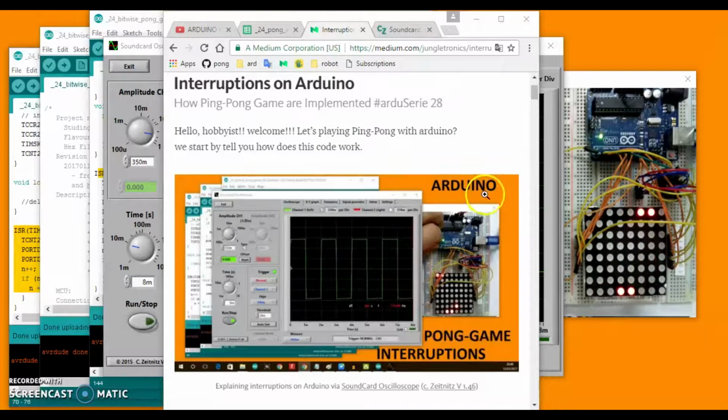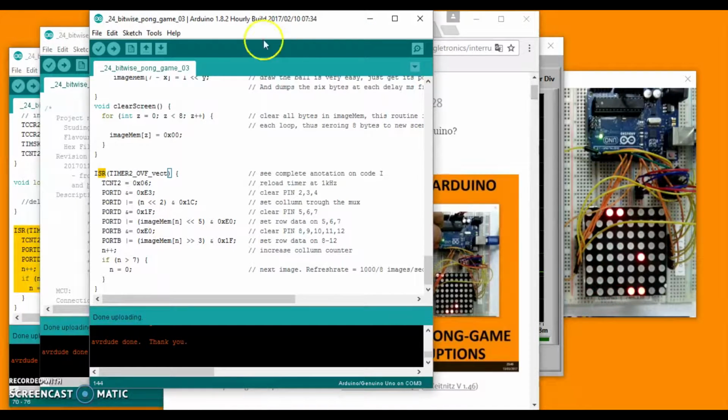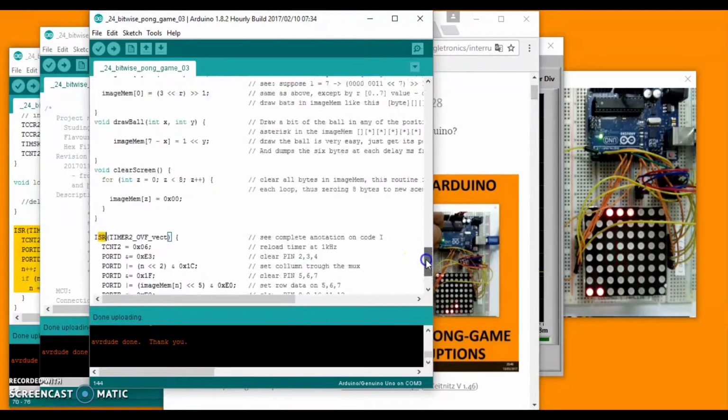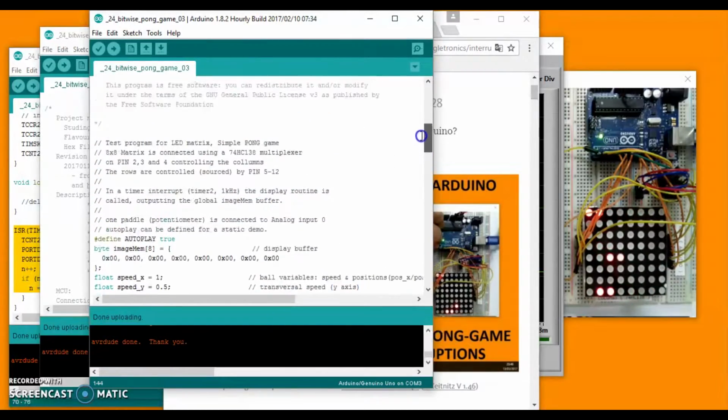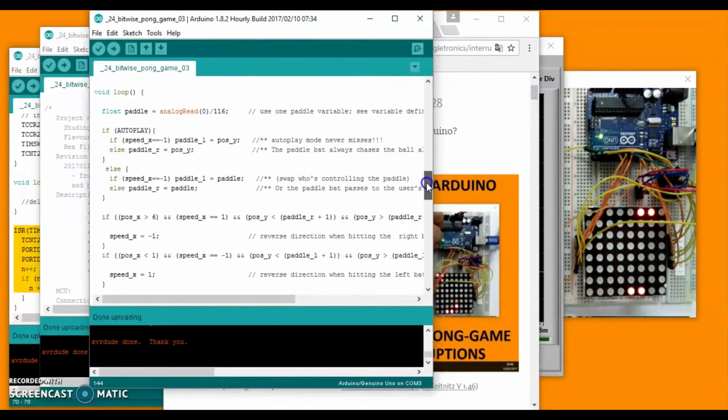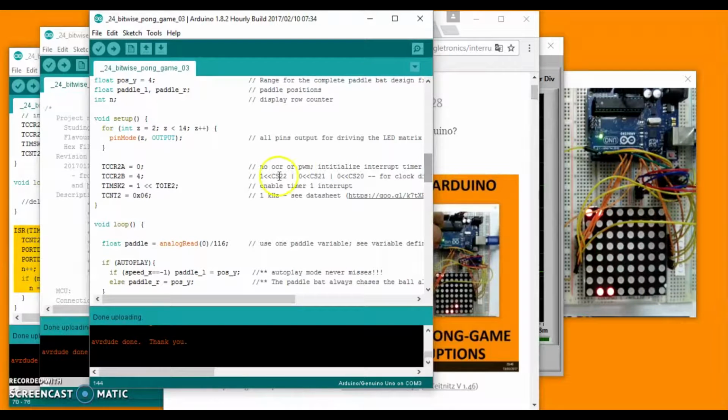We start by telling you how this code works. I've already done that on other occasions, but now let's go the extra mile. I'm going to leave all this code for download on my webpage, so please bear with me for the next few minutes, because I thought it would be a fun experience.